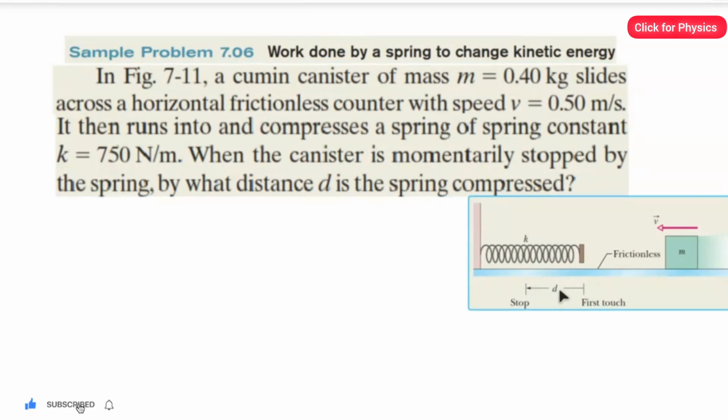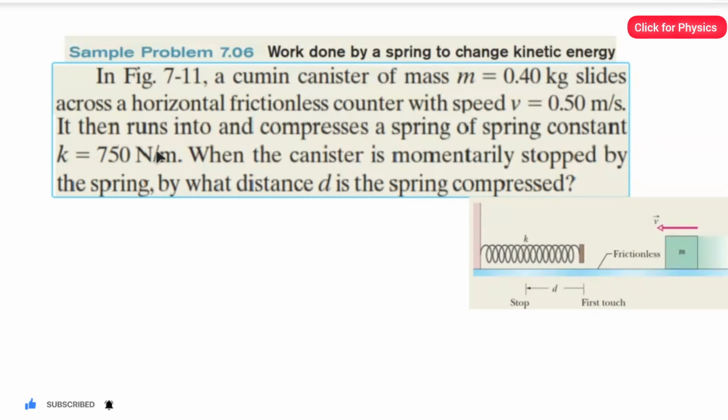So in this question, we have to find the compression value of the spring. Let's see the figure here. We have an object, a cumin canister, with a mass of 0.4 kilogram. It has a speed in this direction of 0.5 meter per second, and it will come and hit the spring. When it hits the spring, the spring will be compressed up to this level, right? And the most important thing, the spring constant value is given here as 750 Newton per meter.